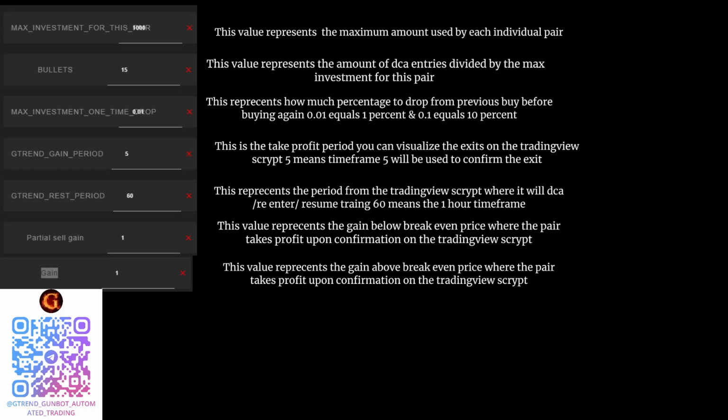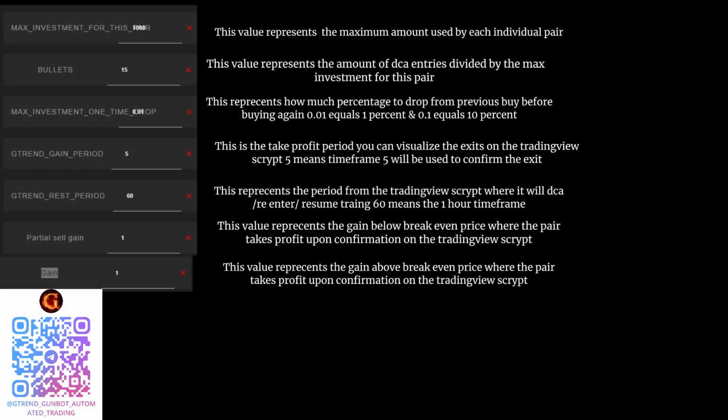Now, here are some additional settings that you can use. Aside from the max investment for the pair as well as the bullets, you can use the max investment one-time drop. This means that in order for Gtrend to buy again or to DCA, for example here it's 0.01, this means it's 1%, so it needs to drop 1% and then give us confirmation before it rebuys or DCAs again.